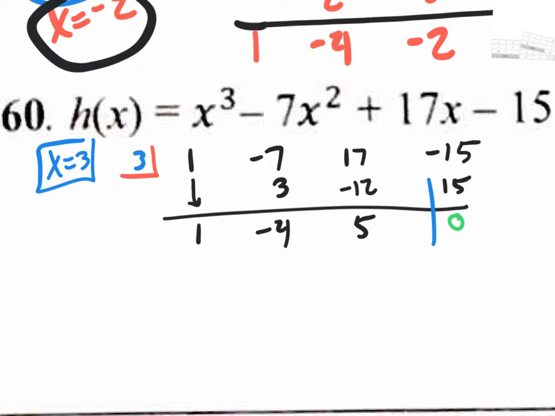So why did I even do this? To get a depressed polynomial. And if it was a power of 3, it got a little weaker. That's why it's called depressed. It became an x squared. So we have a 1x squared minus 4x plus 5.